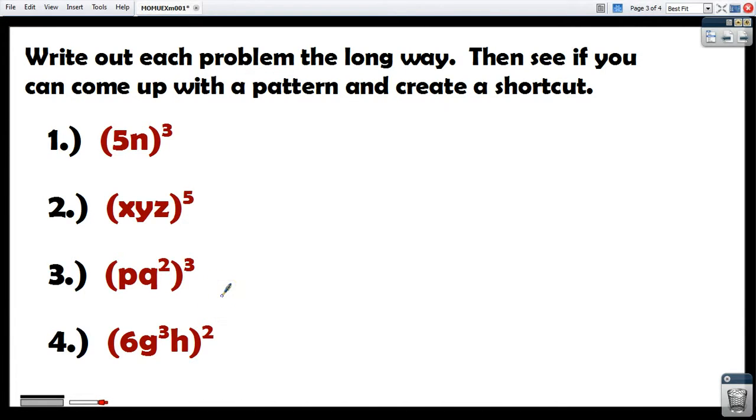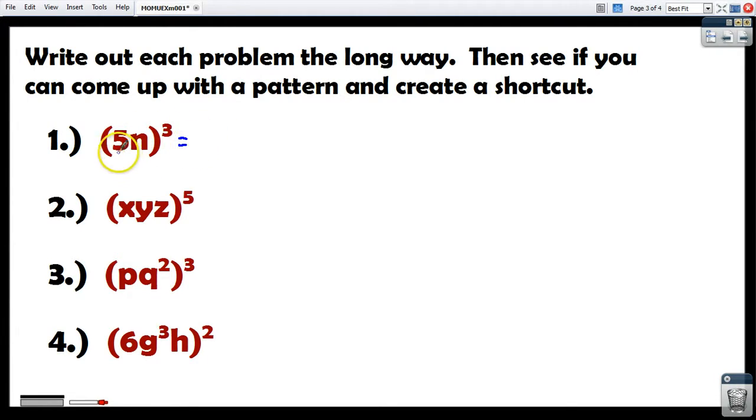What we're going to try to do, just like with everything else, is see if you can't develop the shortcut for yourself. We'll write each problem out the long way, and then see if we can establish a pattern that will help us create some kind of shortcut that we can use in these situations, where we've got a multiplication problem or a product to a certain power. So, let's take this first one.